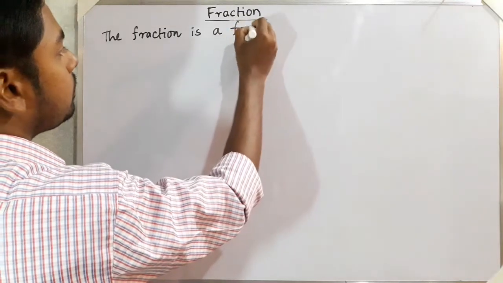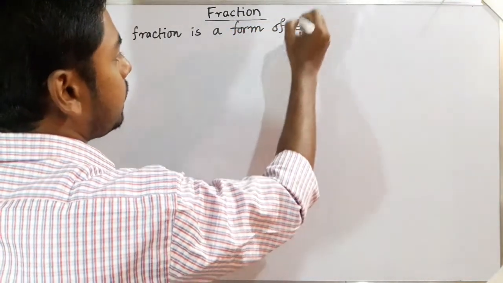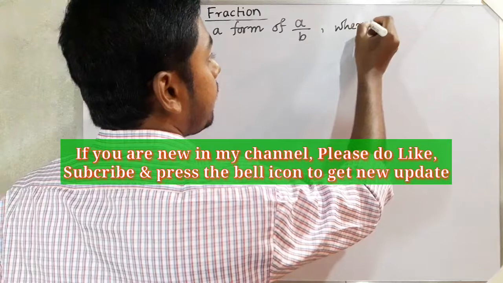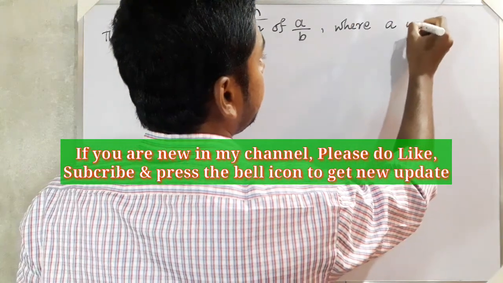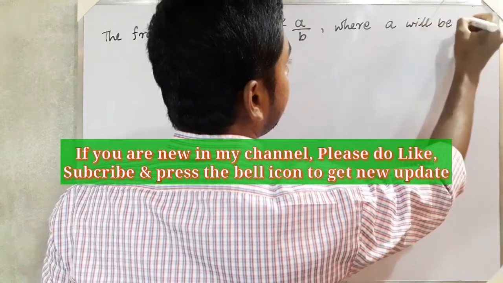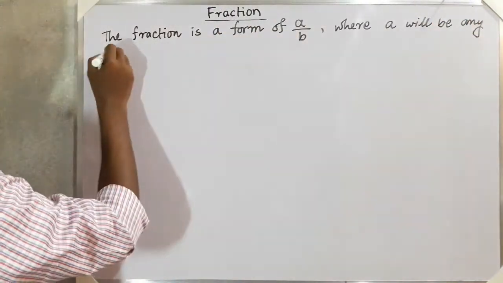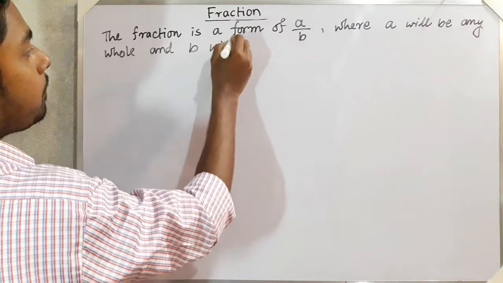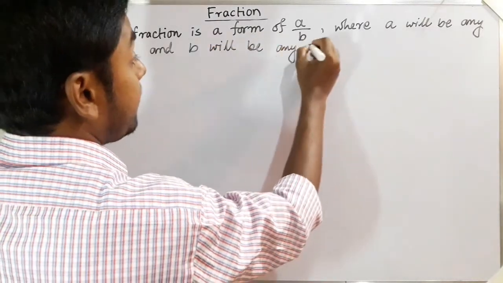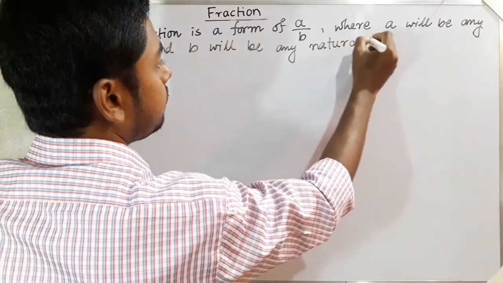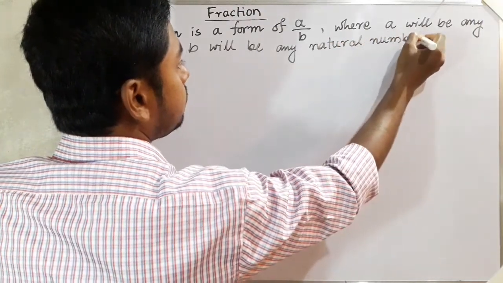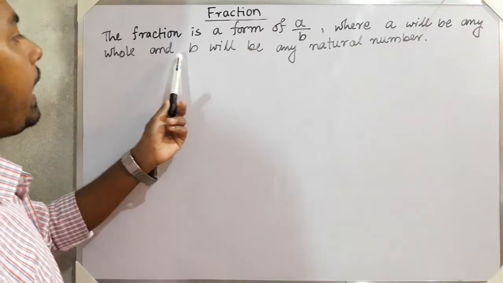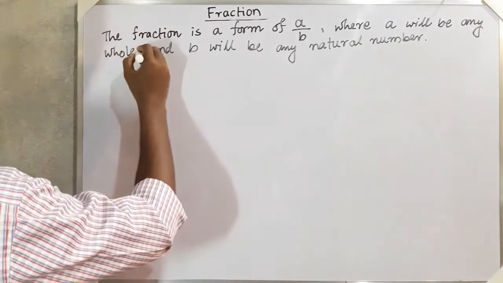a form of a by b. Fraction is a form of a by b where a will be any whole number and b will be any natural number.